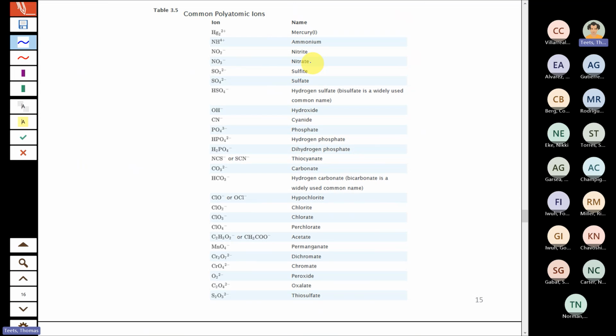The one that has more oxygens has the ATE ending. For you guys remembering the charges, there's not going to be really an easy way to rationalize that. If you had a little bit further advancement in chemistry, towards the end of this course, you might start to pick up on the reasons why nitrate is NO3- with a 1- charge versus sulfate SO4 2- with a 2- charge.